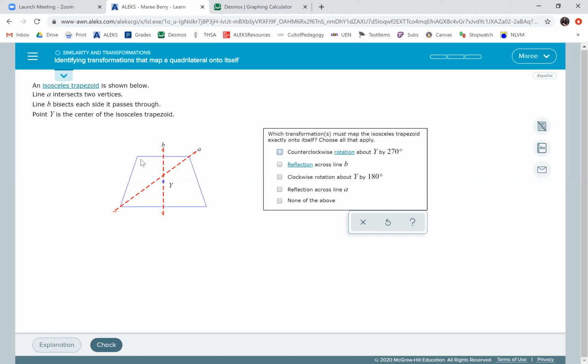Reflection across line B, this is going to work because just look at line B, don't look at line A. All these points are exactly the same distance from B. So when we reflect it, it's going to work. Clockwise rotation by 180 degrees, that turns it upside down, so that's not going to work. Reflection across line A, this point is shorter, so it's not going to work. So the only one that's going to work is a reflection across line B.